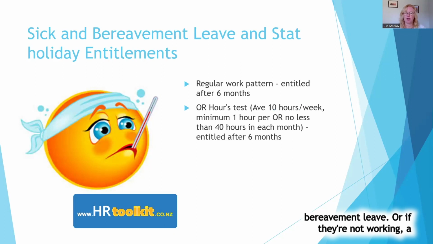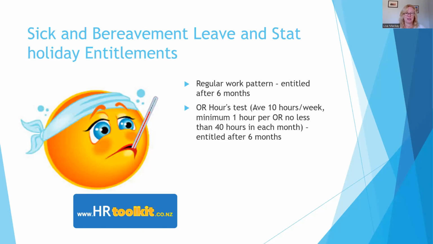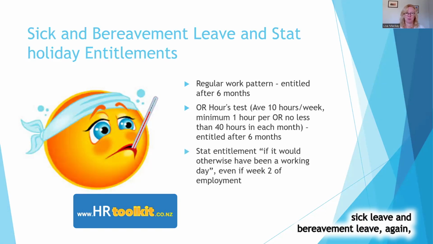Or if they're not working a regular pattern, so they're working an irregular pattern, then we look at the hours test, which says that if they've worked for an average of 10 hours a week, a minimum of 1 hour a week, or no less than 40 hours each month, after 6 months, they are entitled to sick leave and bereavement leave. Again, not prorated.